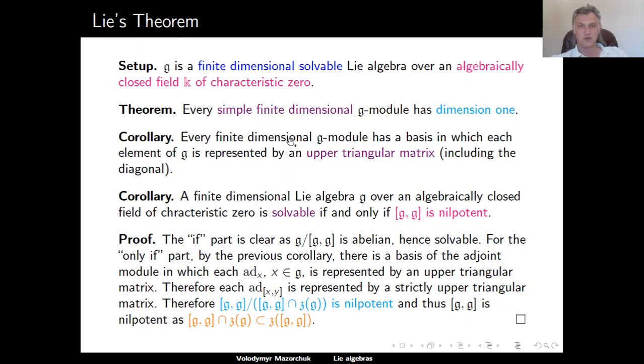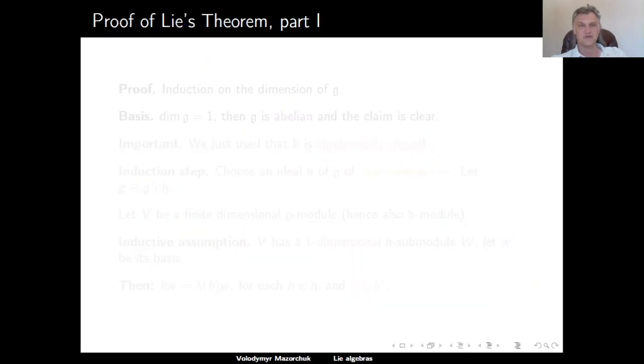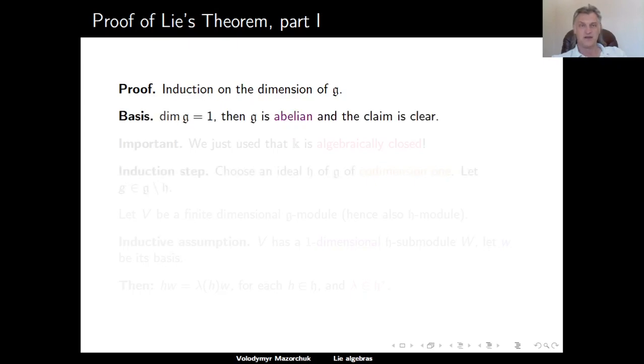It remains to prove Lie's theorem. The proof consists of several steps. The general approach is to prove the statement by induction on the dimension of the algebra G. The basis of the induction is the case when the dimension of G is equal to 1. Any Lie algebra of dimension 1 is abelian, so in this case G is abelian. And for an abelian Lie algebra, the claim that each simple finite dimensional module is one-dimensional is clear. However, a small remark: this is clear because we work over an algebraically closed field. So at this point, we use that the field is algebraically closed. If it is not, this statement is just not true.